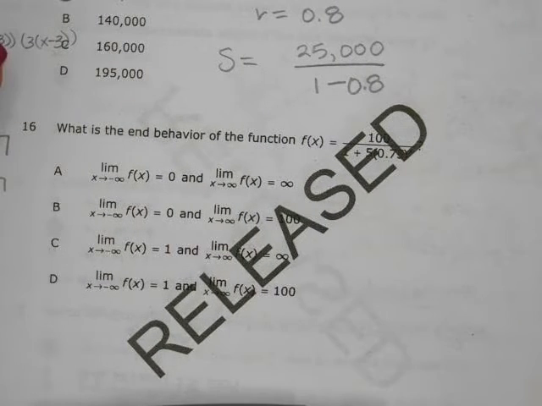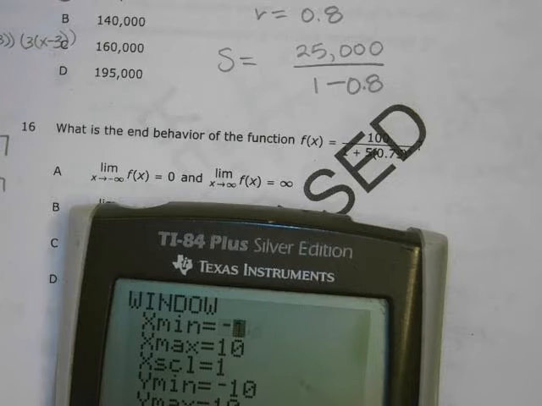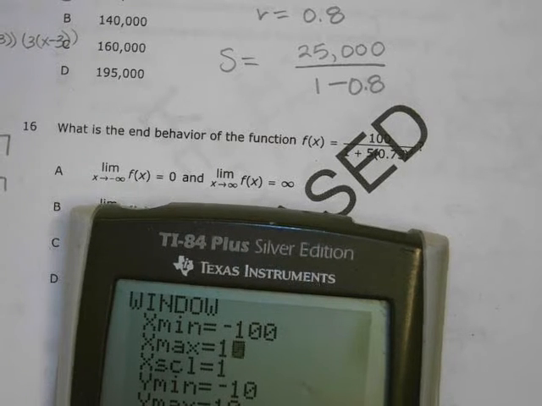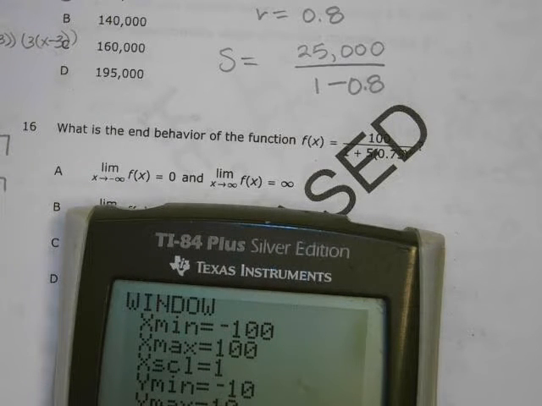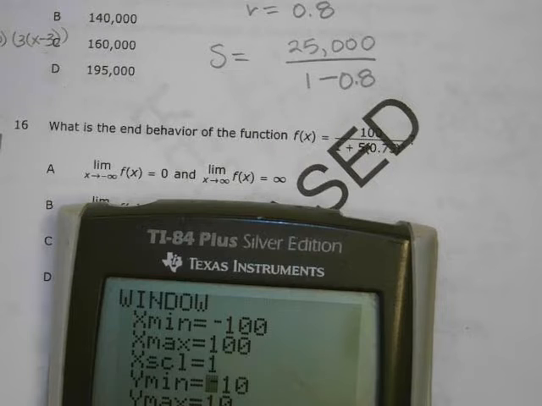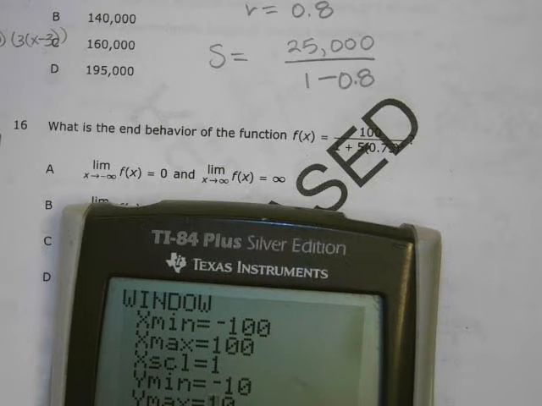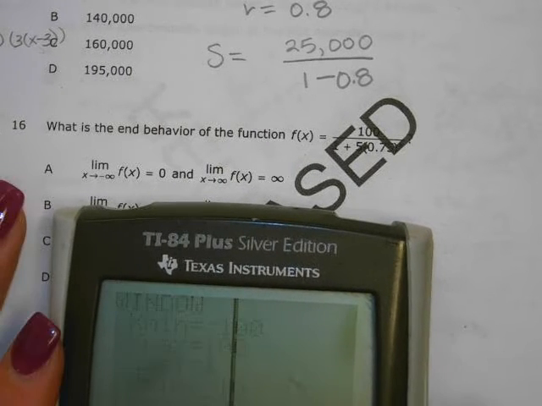So what I'm going to do is I'm just going to make it go left to 100 and right to 100. And I'm going to maybe leave it as -10 and then 200. And you'll see kind of why I'm doing this in a second.